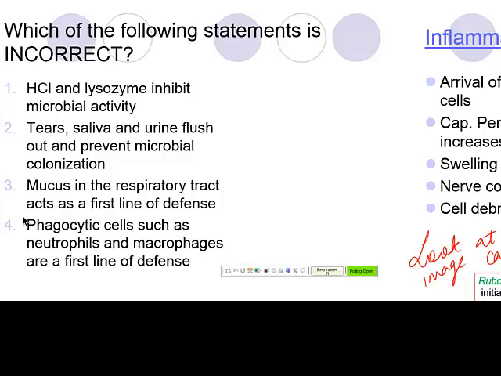Again, a lot of questions on this one, so I want to make sure you all get this clear. Which is incorrect?